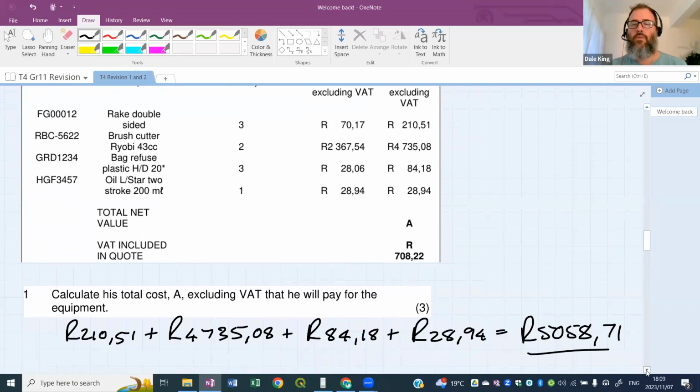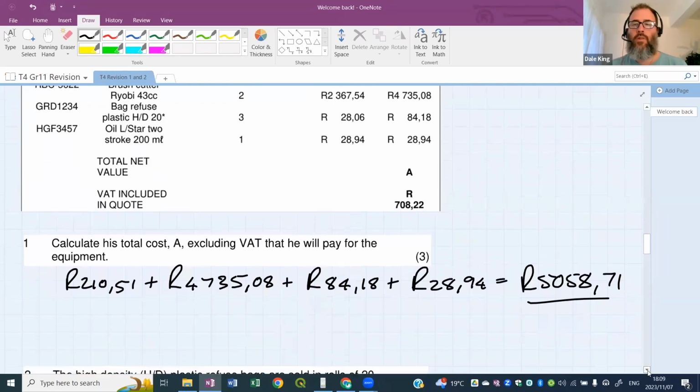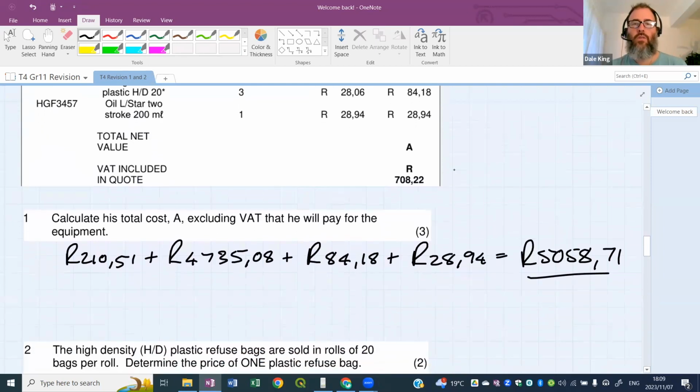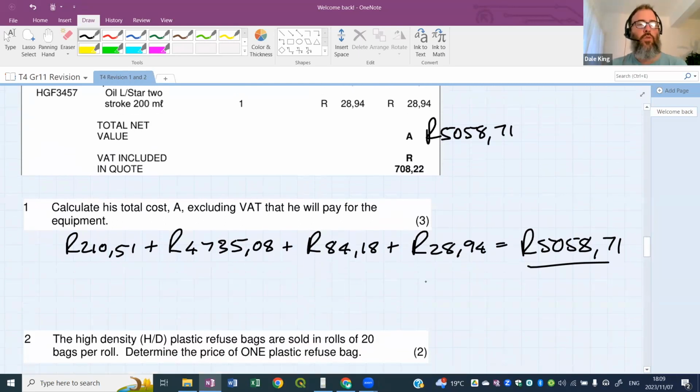All right, moving on. We're starting with financial documents, Keon, but we had a very easy question finding out the total for A. So I'm going to write here 5058.71. Let's see what the next question is. All right. Number 2, the high density HD plastic refuse bags are sold in rolls of 20 bags per roll. Determine the price of one plastic bag.